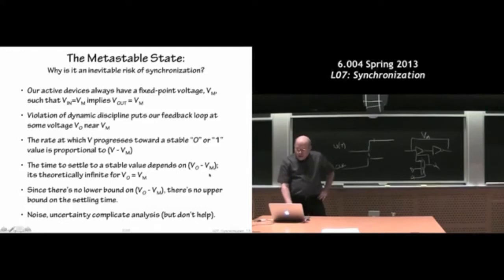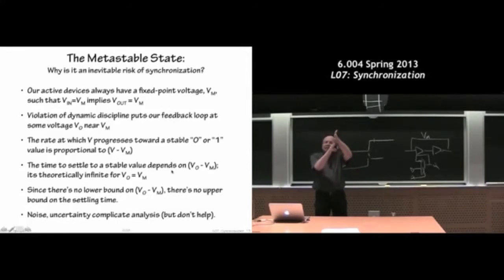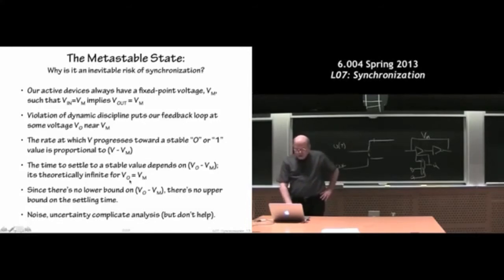I'll show you a little bit more about this in a second. The amplification of the system is such that the time to settle into a stable state has to do with how far away I am from this balance point. When I'm very far away, the system has very high gain and will quickly resolve the voltage into a legitimate digital value. When I get closer and closer to it, the time it will take to become stable gets larger and larger and larger.